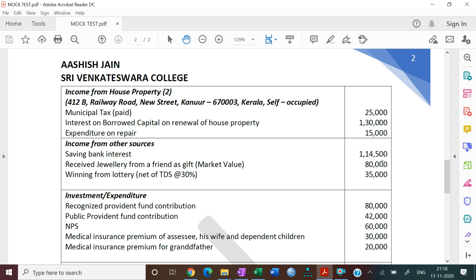Next point is winning from lottery amounting to rupees 35,000. Again, this is a net amount, that means after deducting TDS at the rate of 30%. That means this is a 70% amount. Now we will take the 100% amount, that is the gross, which is 50,000.